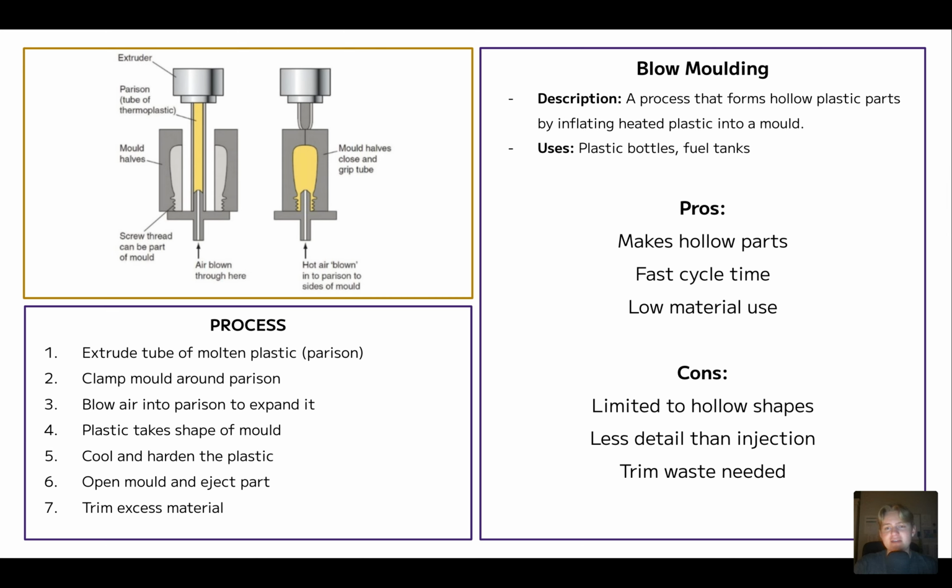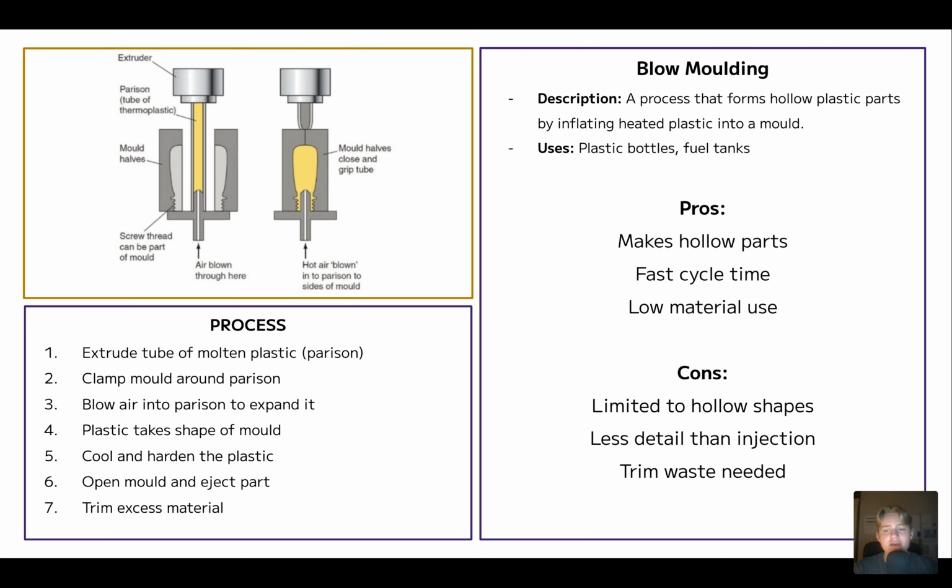The pros of it is that it creates hollow parts. That is kind of a pro, I guess. And it also is a very fast cycle time, which means we can do it very quickly, which makes it very appropriate for mass manufacture. There's also a low material cost or low material use, and I guess a low material cost because we're using a thin piece of material stretched out into a larger area, which makes it very cost effective.